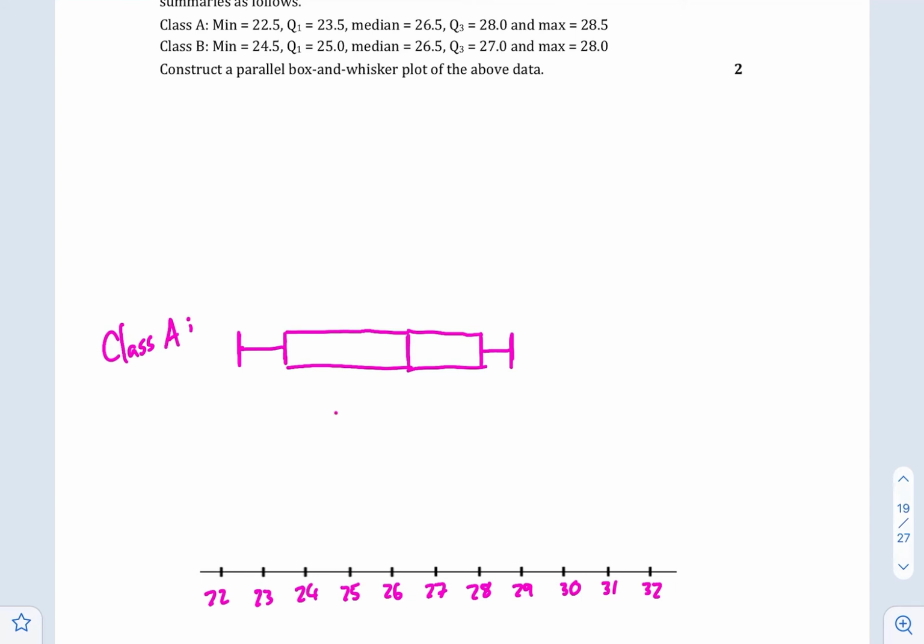Now we do the other. 24.5 is the minimum. 25 is the next, which is the Q1. Then 26.5 is the median. 27 is the Q3. And 28 is the max.